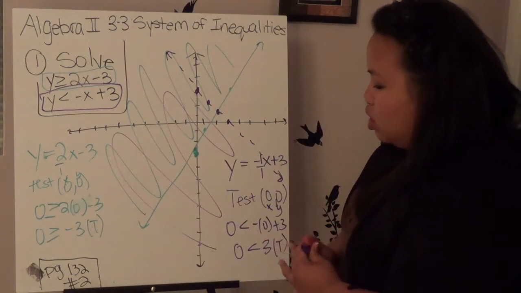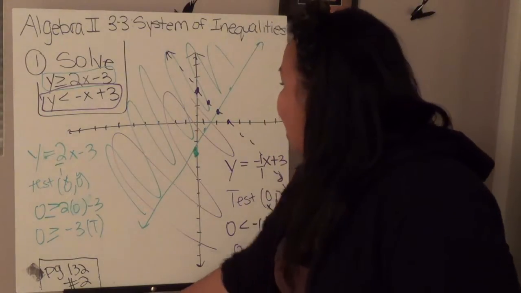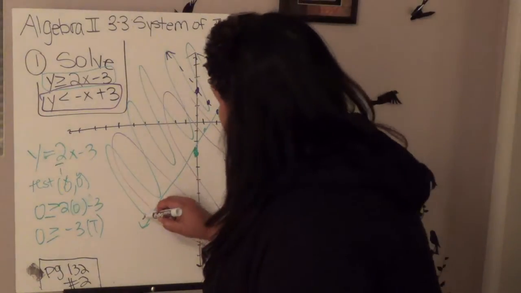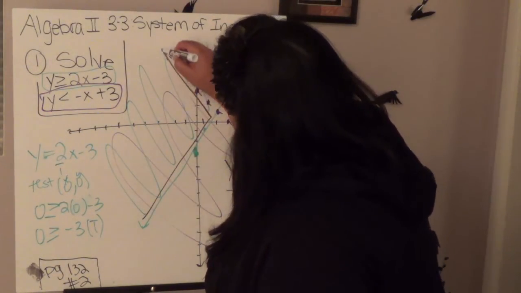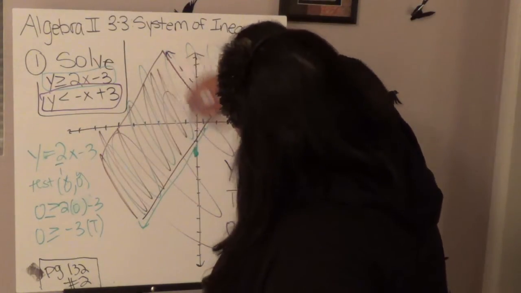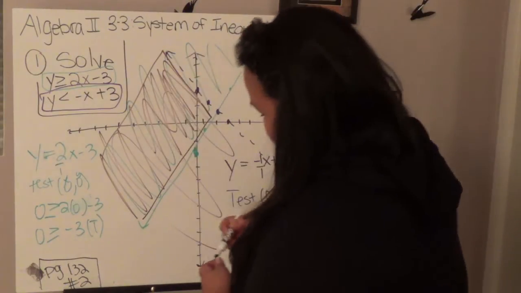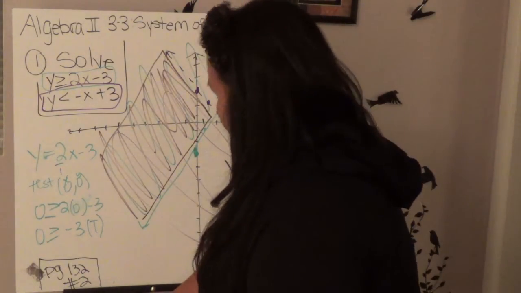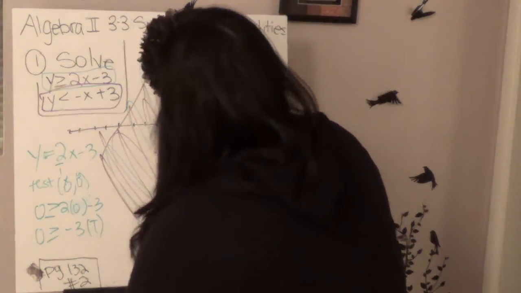Now my answer is where they overlap. So you see this right here? This is the area where they overlap. So the brown right here is my answer.